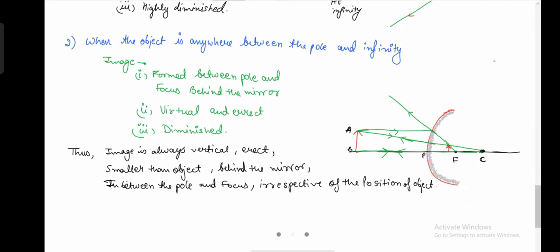We will consider again the two rays, one of which you see is parallel to the principal axis, which is this one. The line which is parallel to the principal axis just got reflected, or we could say just got diverged. But when we extend the reflected one backward, it will be meeting at the focus.